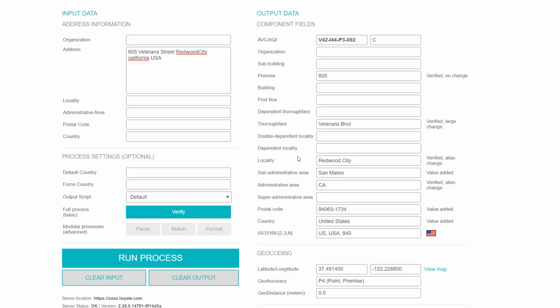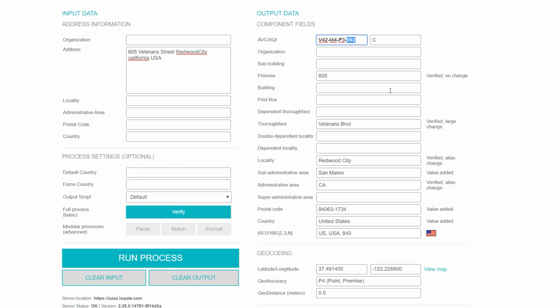As part of this verification of the address, you'll notice that there's something up here at the top called an address verification code, or an AVC. The first two parts of this AVC, V4, indicate that this is a verified address, so that's the best possible, and it is verified to the premise or to the house level.